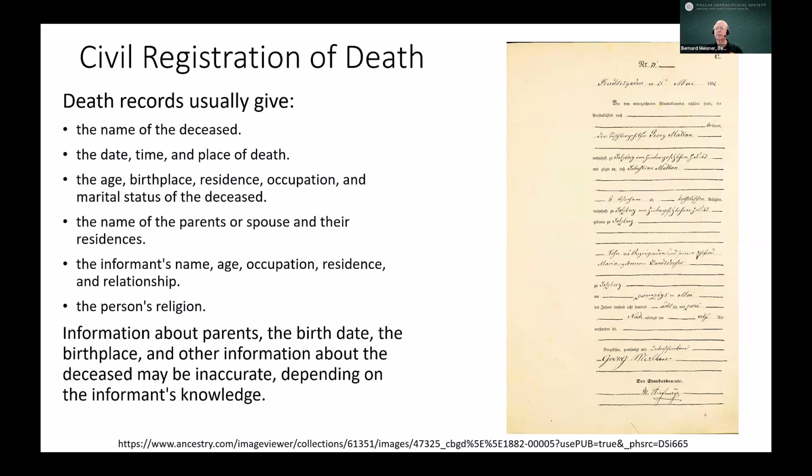And then there's a death, which has the C in the upper level. That will include information about parents, birth date, birthplace, and other information, depending on whether the informant, this is many years after the person was born, had the right information. So you have to be careful with that.